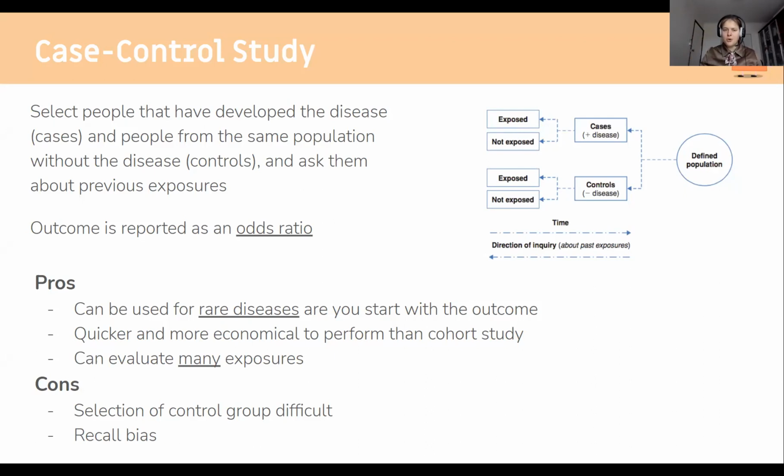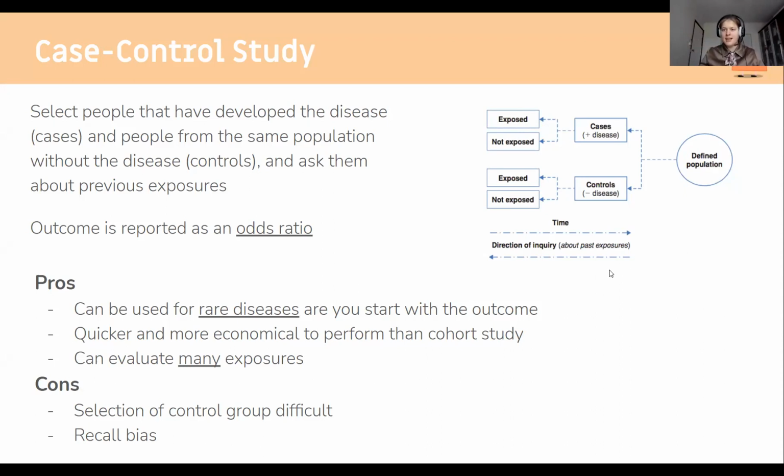The outcome here is reported as an odds ratio, and you'll go through that in your biostats lecture in a few weeks. Pretty much, it just means if you were exposed, how many more times are you likely to get the disease? We'll go through that later on.